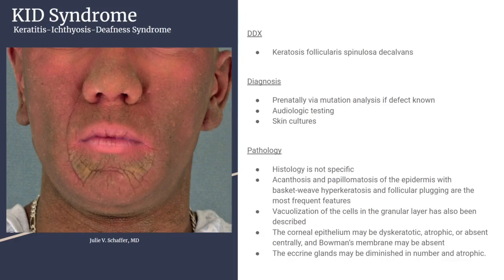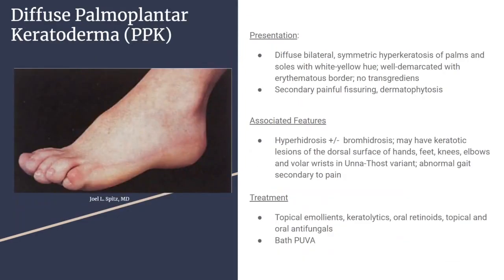The pathology here is noted acanthosis and papillomatosis, more basket weave hyperkeratosis, more follicular plugging. Eccrine glands may be diminished in number and atrophic as well. The key here is the associated symptoms associated with KID, and it's in the name. It makes it super helpful.